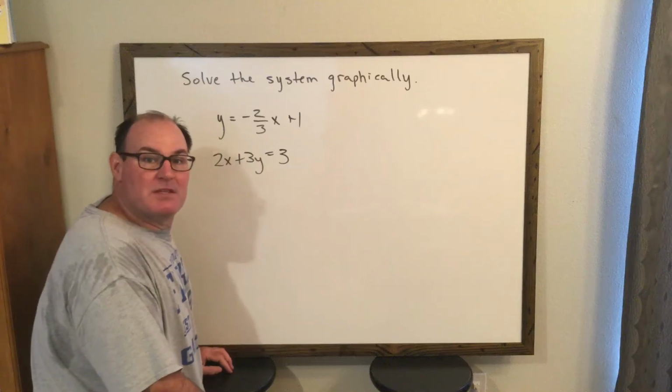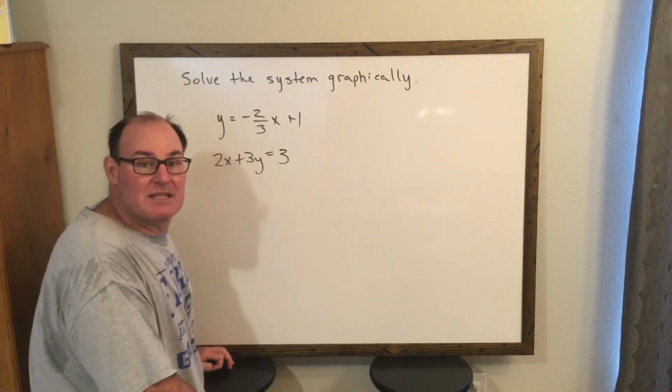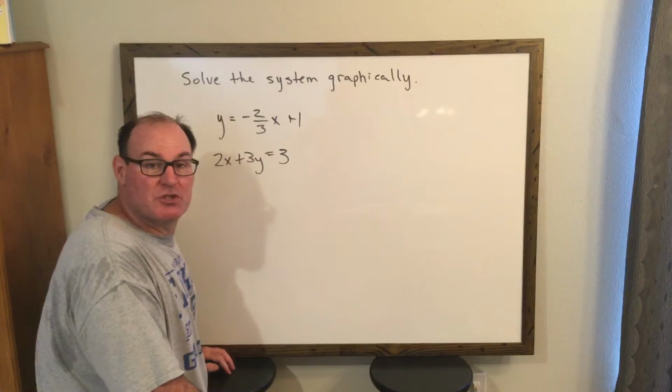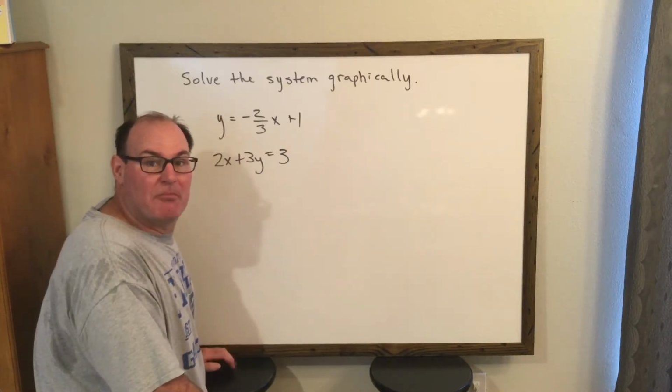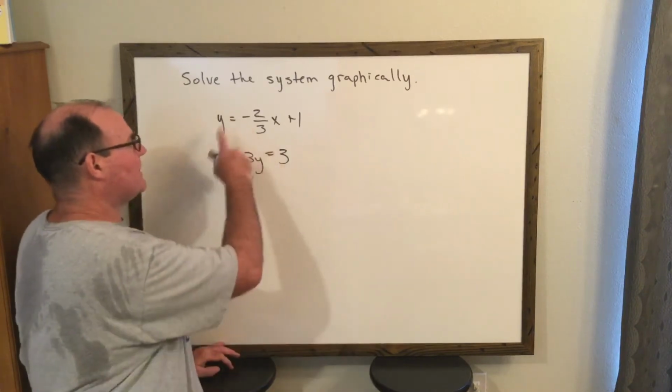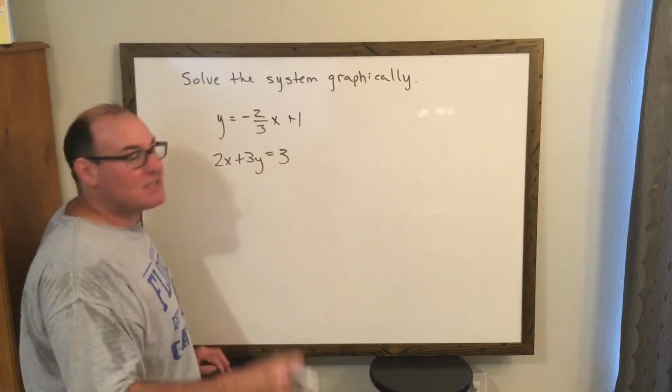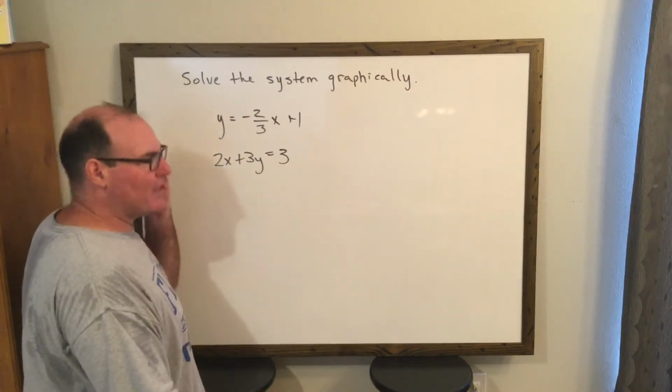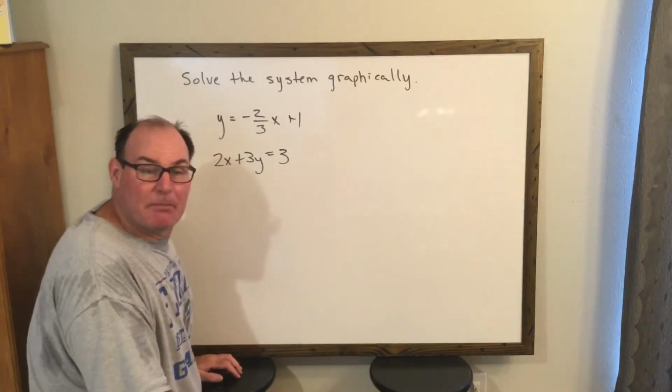We have one more system to solve, and you can see the process is the same no matter how the solution turns out. I need to graph both lines by finding the slope and the y-intercept. So here is the latest system. One of them is solved, one of them is not, just so that we can keep practicing.